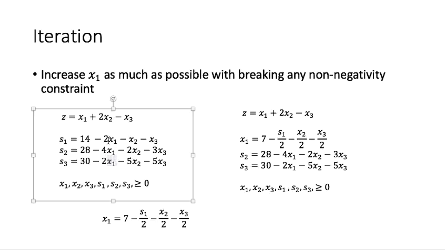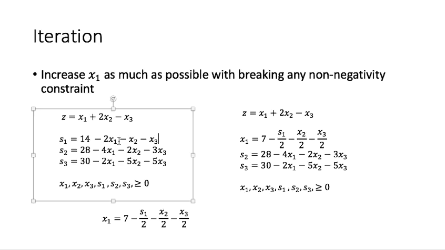You would take the smallest, whichever equation x1 can be the smallest in, and you're going to use that. In this case, both these equations are the same. We're going to take the first equation, it doesn't matter. So now we can do what's called a pivot. We found the basic variable, that's S1.